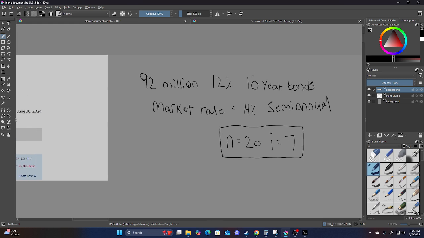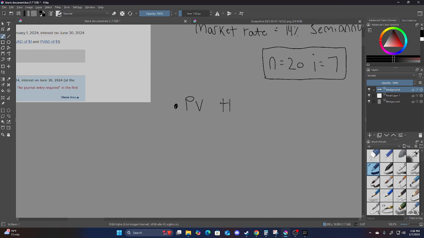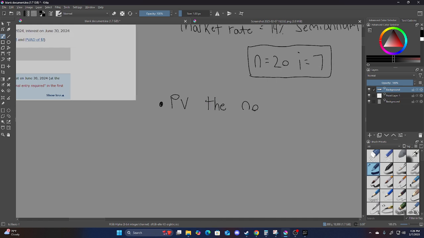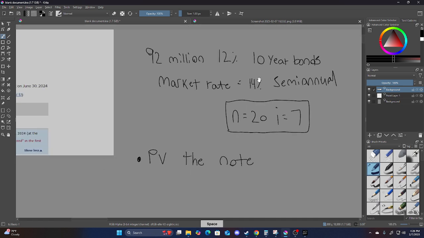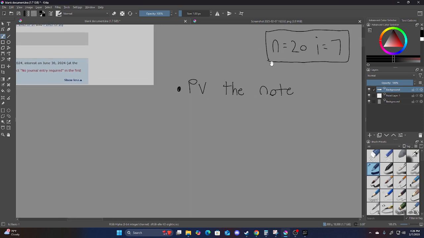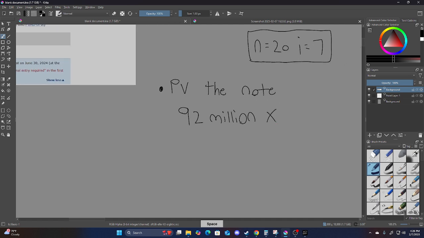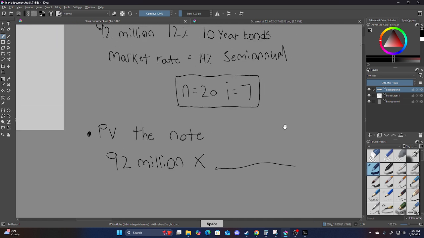Okay. We're starting to get into this problem, so we're going to PV the note. That'll be the first thing we do. So, it was 92 million, right? Let's make sure it wasn't 90 million. 92 million times our PV factor. Let's go ahead and get our PV factor from our chart.